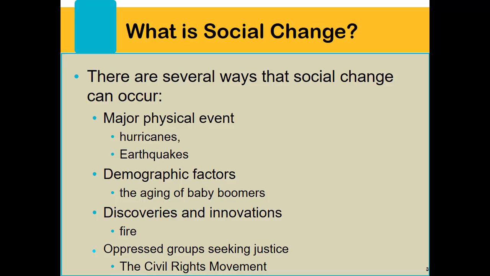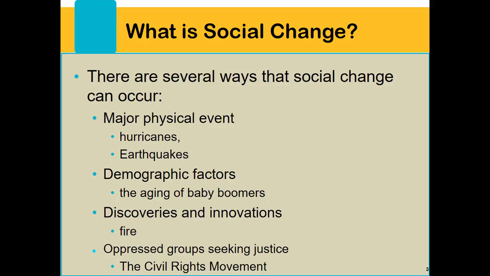So there are several ways that social change may occur. First, you could have a major physical event, such as a hurricane or an earthquake. If you look at Hurricane Katrina in 2005 in New Orleans, New Orleans was one type of city one day and a completely different place the next day.